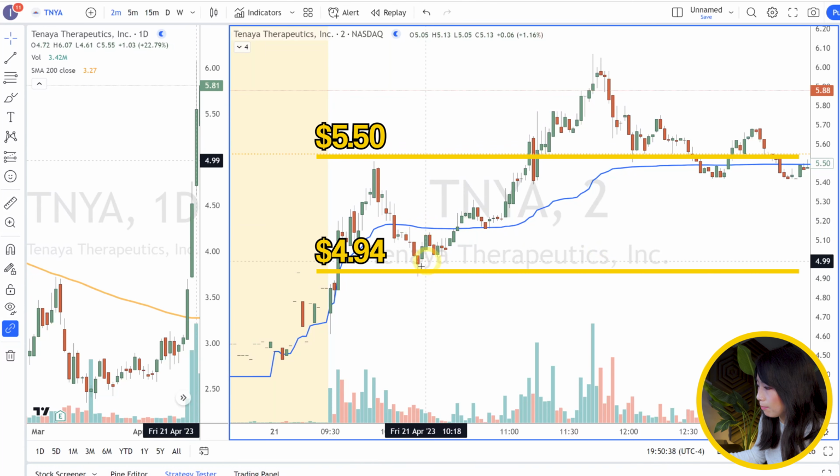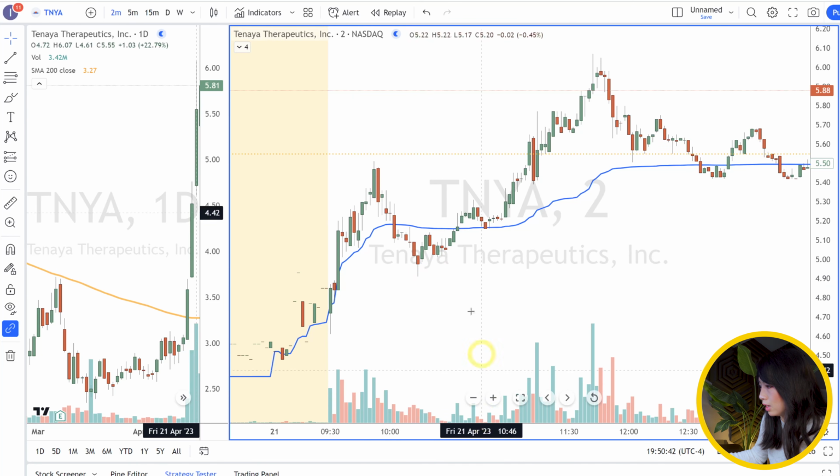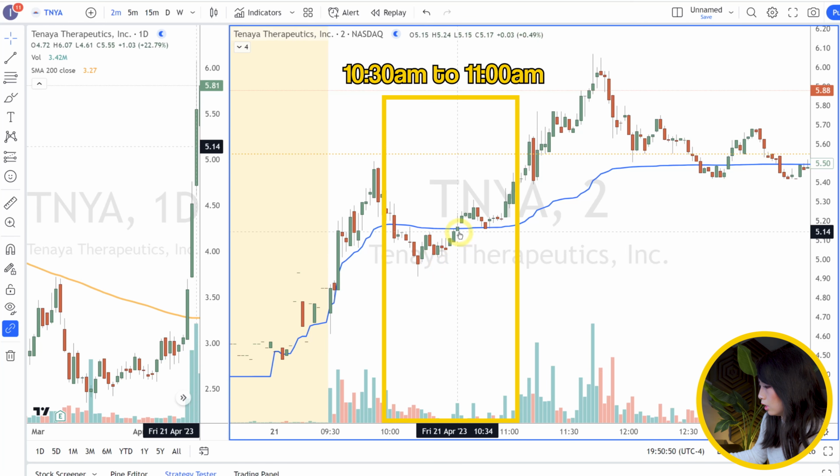Now you can see after that breakdown, everything looks extremely weak, right? The volume is decreasing. You try to touch VWAP again, got rejected. But this happened for a period of time from 10 o'clock all the way to 10:30 and over to 11 o'clock. It just looks really weak with really little volume.